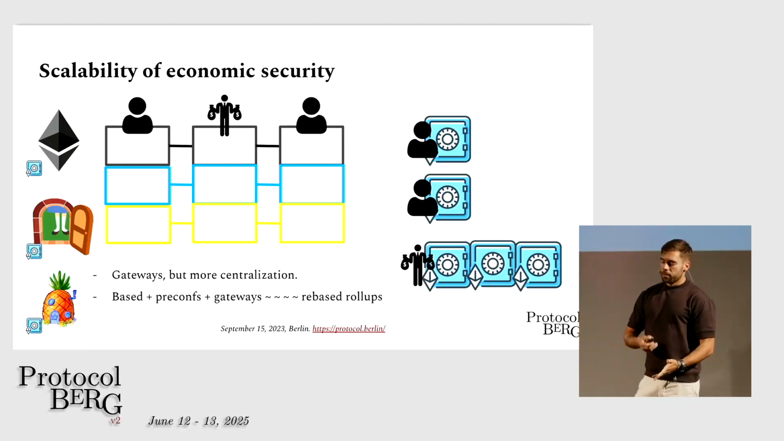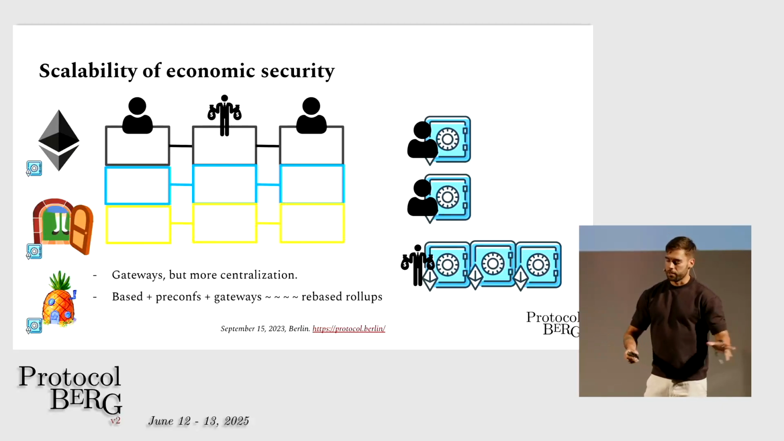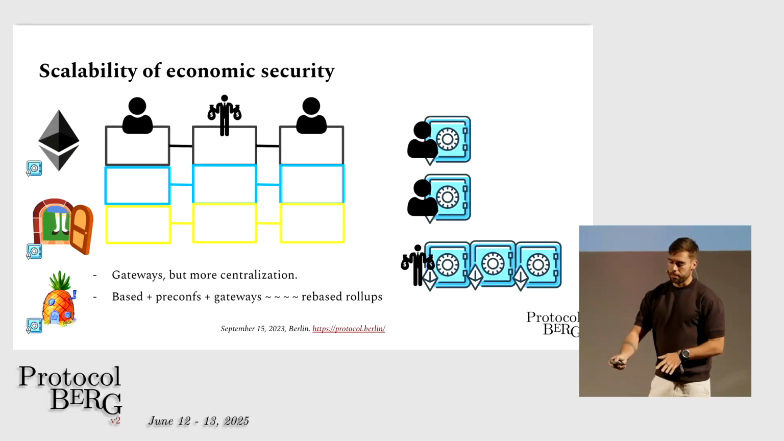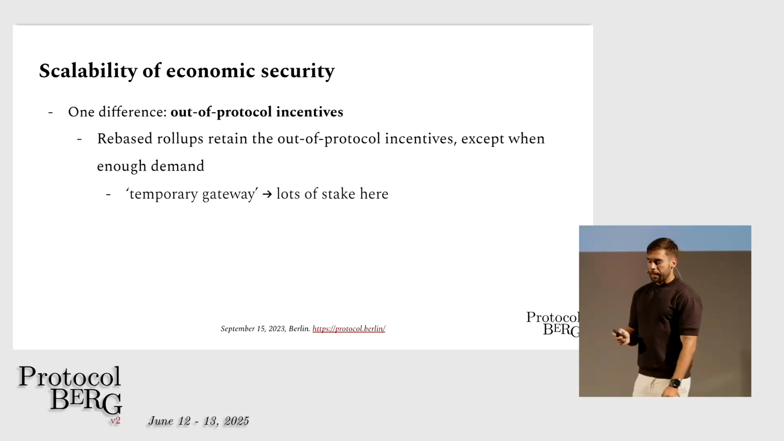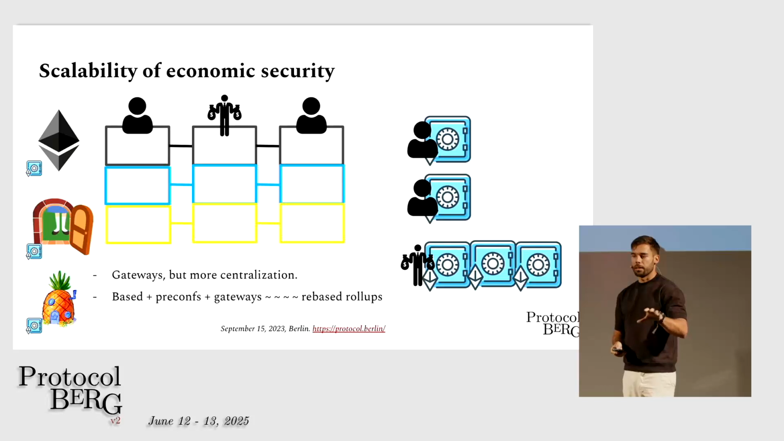And in a way, based rollups with preconfs and gateways kind of touch what I'm calling rebased rollups, from the perspective of being based first, whereas rebased rollups are from the perspective of being non-based first. But I'll get back to that in a minute. So these gateways kind of bring that problem to a halt.